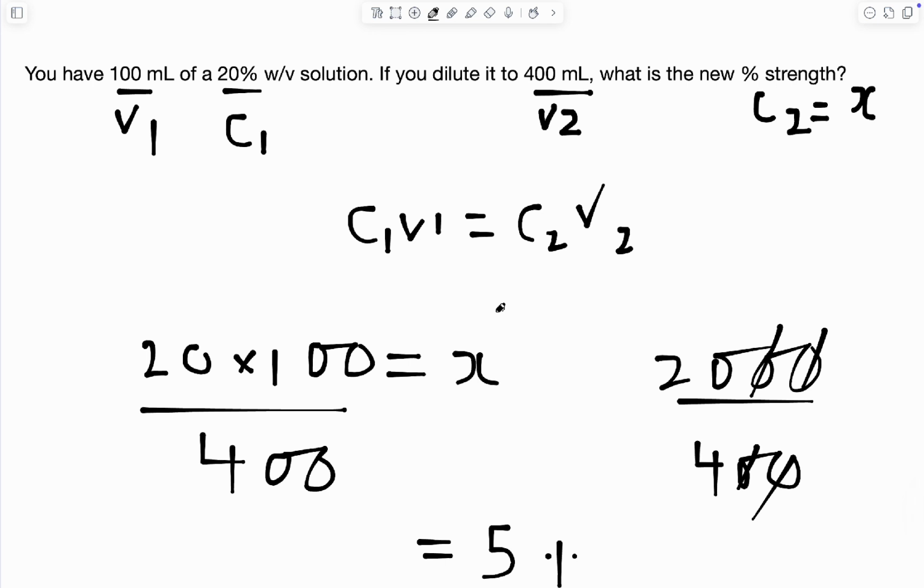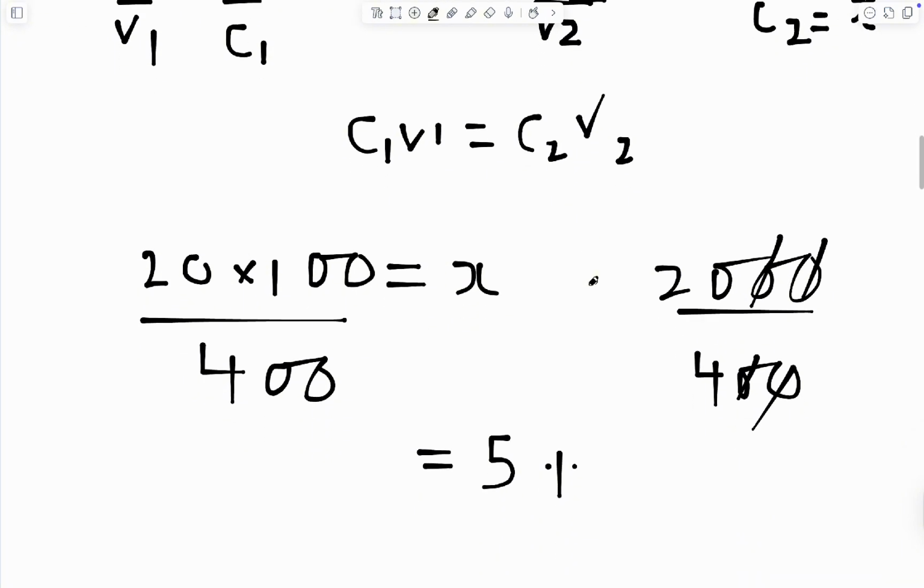So keep all your units the same and corresponding for the concentration and volume for your equation, and that's how you'd get the right answer. So just be careful with things like that.